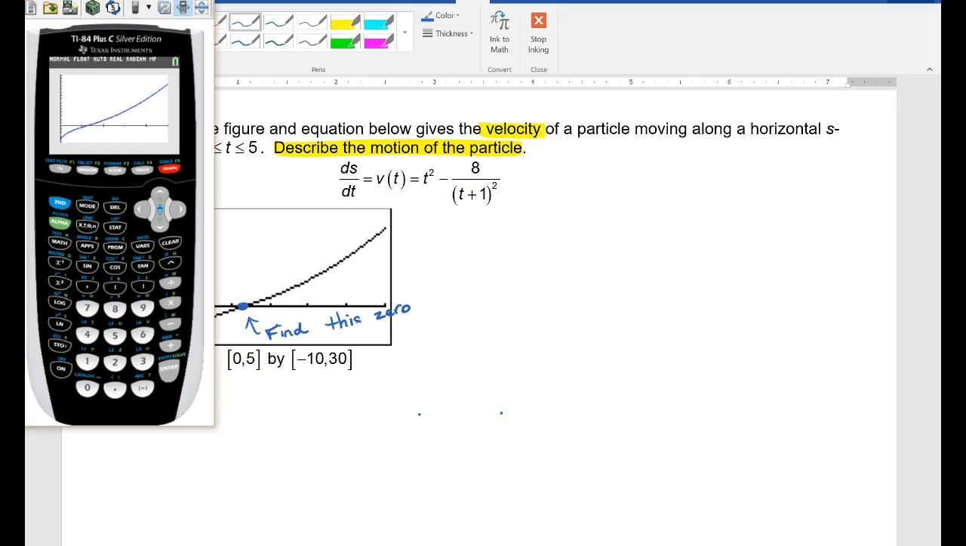Okay, so we want to find that 0, right? So second calc, or second trace.